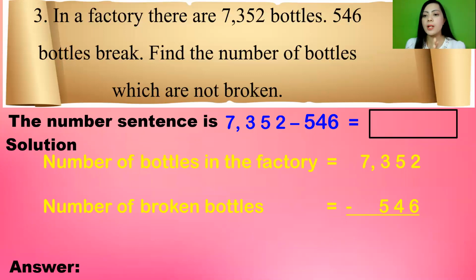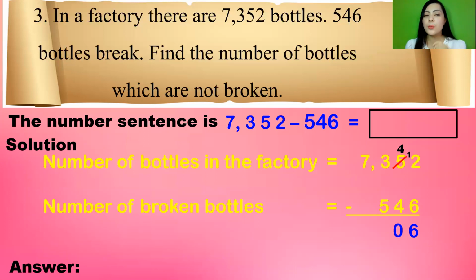Let's start with 2 minus 6. Can you subtract 2 minus 6? No, we cannot subtract 2 minus 6. So what are we going to do? We need to borrow from the tens place, okay? So borrow 1 from 5, 5 becomes 4 because you borrowed 1. So now we can do 12 minus 6, which is equal to 6. Now let's proceed to the tens place. 4 minus 4 is equal to 0.